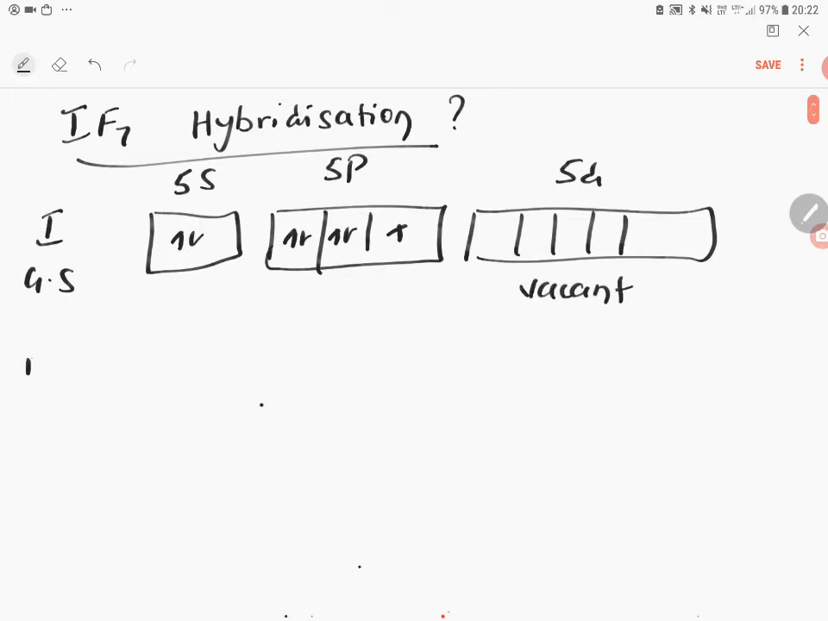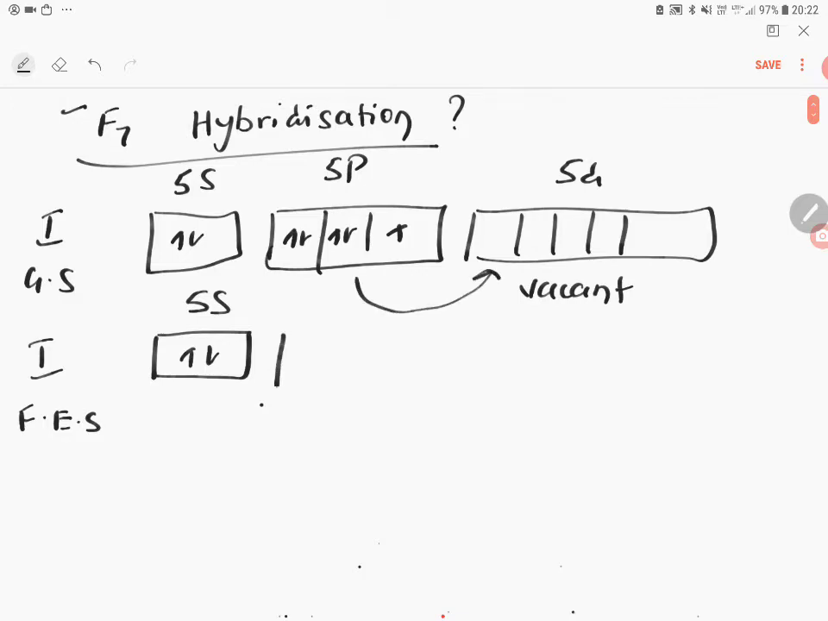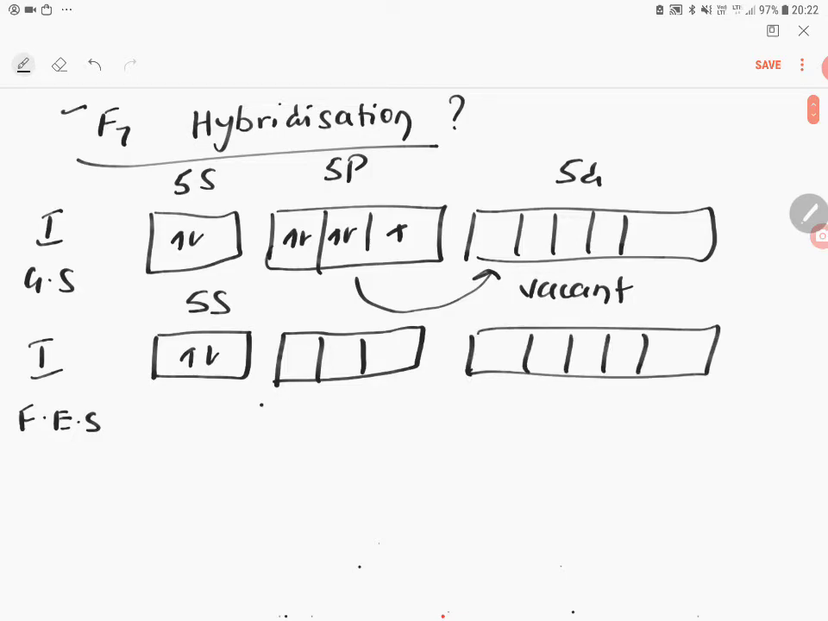Next, iodine, first excited state. FES is what? First excited state. S remains undisturbed. In the first excited state, 1 electron will jump here.